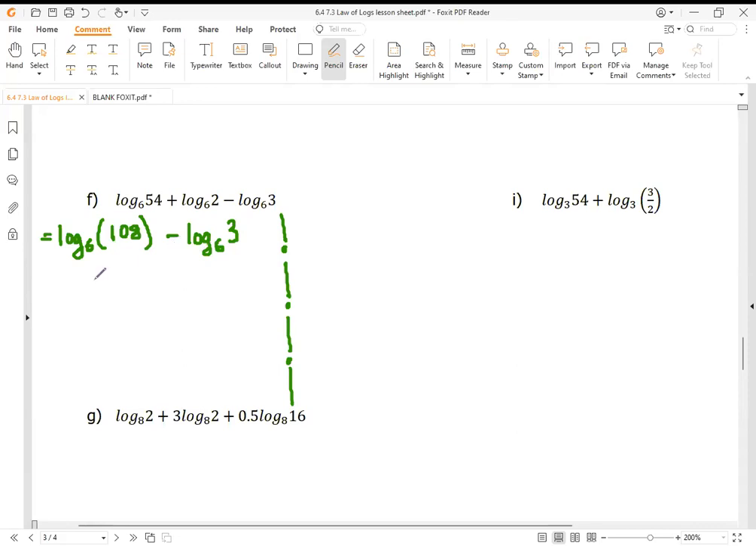Wait a minute, they are the same base again. And so that's going to be log base 6 of 108 divided by 3, which is going to be 36. And once again, 6 with 36, it should raise a flag saying, hey, wait a minute. 6 to the power of what is 36? The answer is 2.